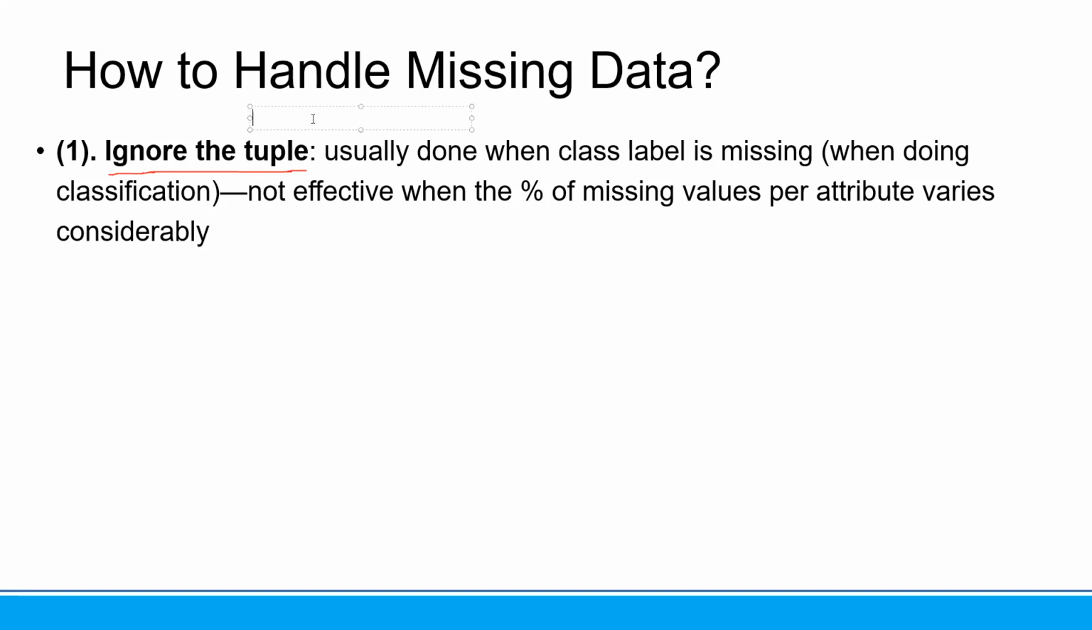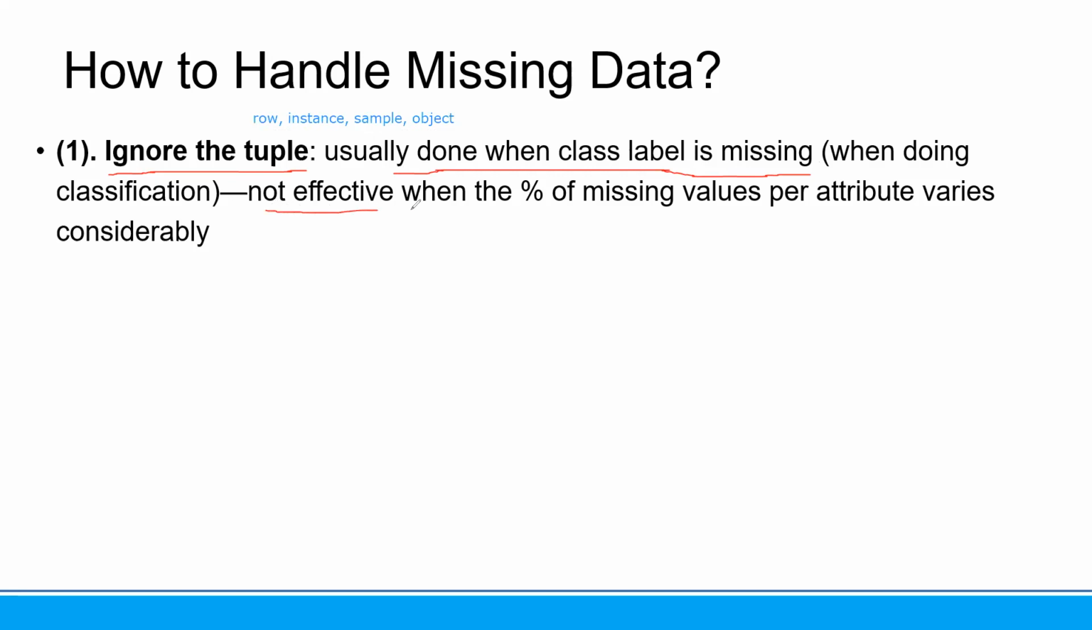Tuple. It can be called a row, an instance, a sample, or an object. You already learned this from the previous chapter. So we can remove or ignore that row, that sample, that instance. This is usually done when the class label is missing. If the class label is missing, then we can just ignore it, which means just remove it.